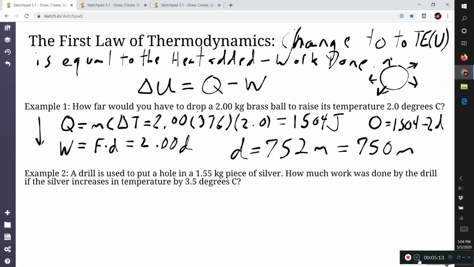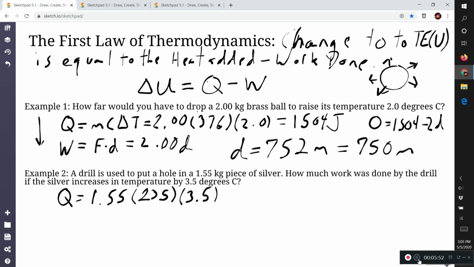Number 2, a drill is used to put a hole in a 1.55 kilogram piece of silver. How much work was done by the drill if the silver increases in temperature by 3.5 degrees Celsius? So let's talk about the Q, the heat. Well, we have a 1.55 kilogram piece of silver. We have to look up its specific heat, which is 235 joules per kilogram Kelvin. And then if we're increasing the temperature by 3.5 degrees Celsius, that's the same as increasing it by 3.5 degrees Kelvin.